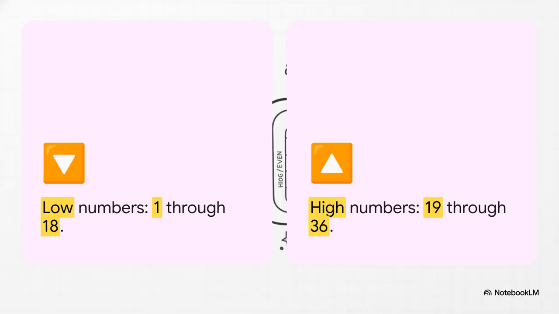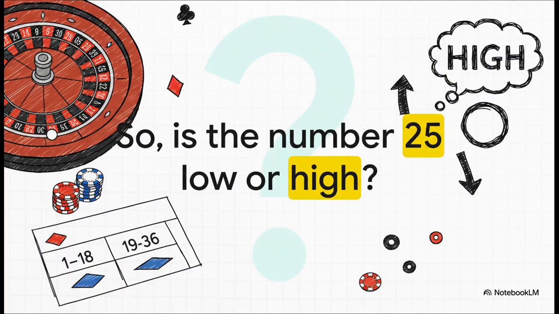And the last of these simple bets is splitting the board right down the middle, numerically speaking. You can bet on the low numbers, which is everything from 1 through 18, or you can bet on the high numbers, 19 all the way up to 36. Okay, so using that rule we just talked about, where would the number 25 fall? Well, it's definitely bigger than 18, so it lands squarely in that high category. See? Once you get the basics down, it's all pretty clear.